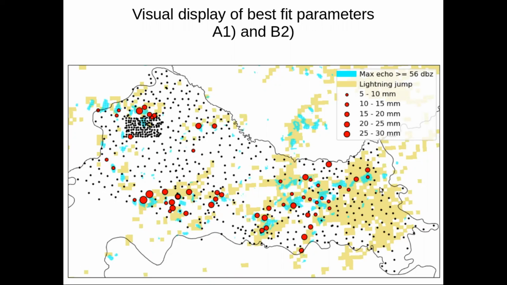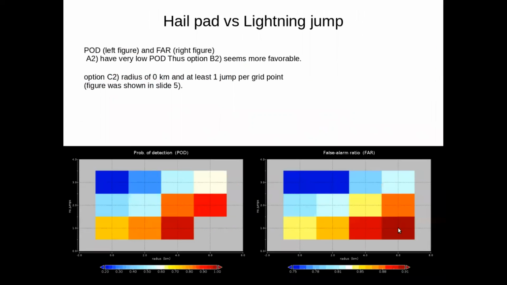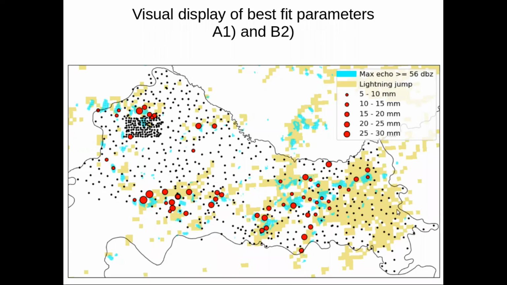However, lightning jump does have one large region where no hail was reported, and there are several potential explanations for why this happened. On one hand, the hail suppression network was active during that period, and it could be that it influenced the generation of hail in this region.